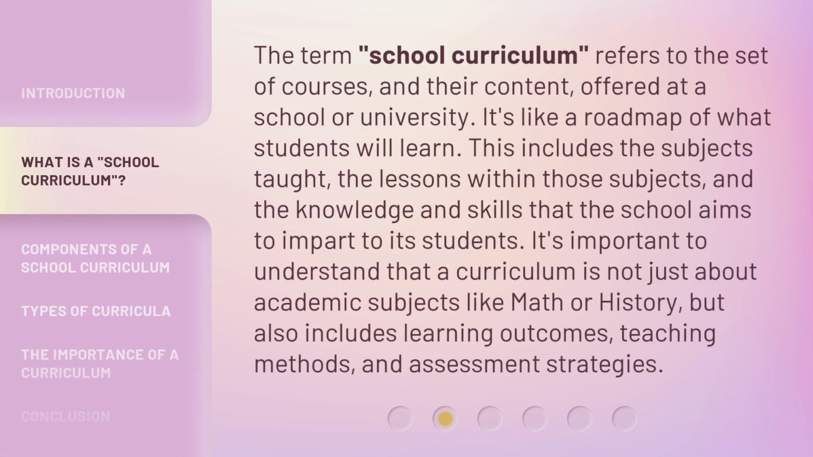The term school curriculum refers to the set of courses and their content offered at a school or university. It's like a roadmap of what students will learn. This includes the subjects taught, the lessons within those subjects, and the knowledge and skills that the school aims to impart to its students. It's important to understand that a curriculum is not just about academic subjects like math or history, but also includes learning outcomes, teaching methods, and assessment strategies.